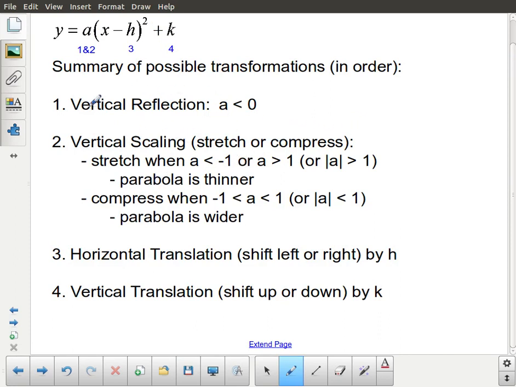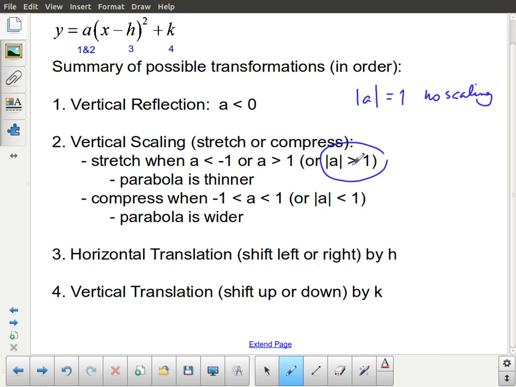Now, a little bit more detail. Vertical reflections are going to occur if the a value is negative. If the a value is positive, there's no reflection. The vertical scaling is going to depend on the value of a. If a is equal to 1, then there's no scaling. Vertical scaling is only going to occur when a is not equal to 1 or not equal to negative 1. The best way to describe the size or the largeness of the a value is using the absolute value notation. So if the absolute value of a is equal to 1, then we have no scaling.